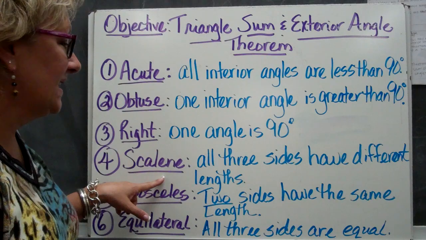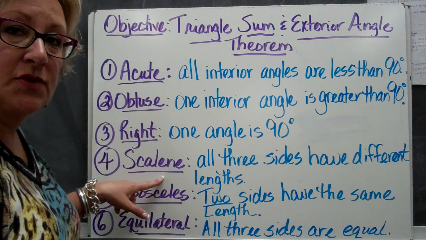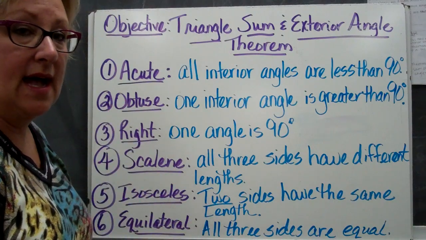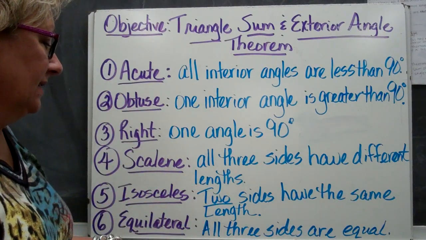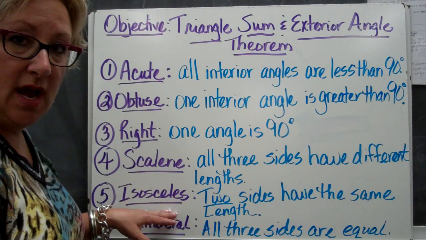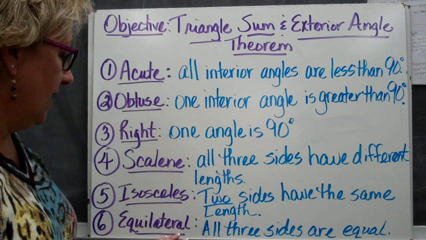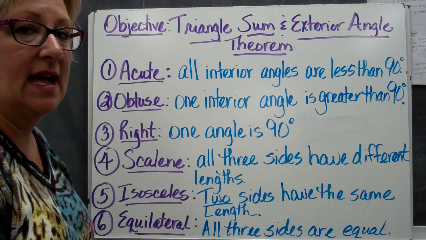Here you have a scalene. Scalene triangles are talking about the sides. In a scalene triangle, all three sides are different measures or different lengths. In an isosceles triangle, you have two sides that are the very same length. And on an equilateral, all three sides are going to be equal.